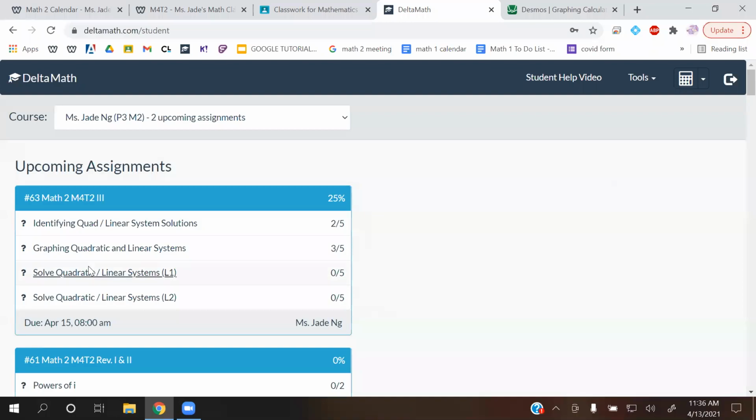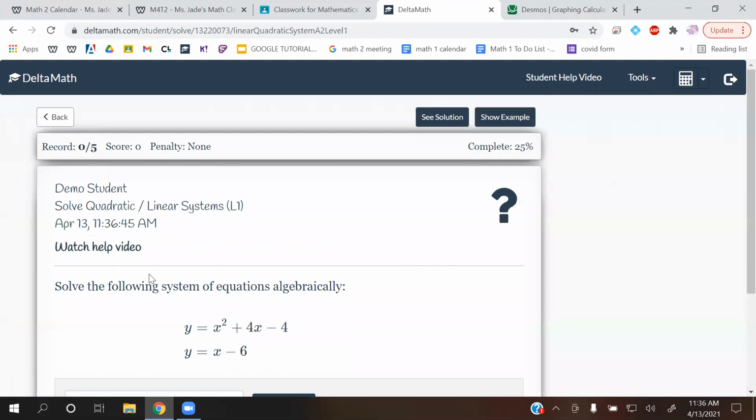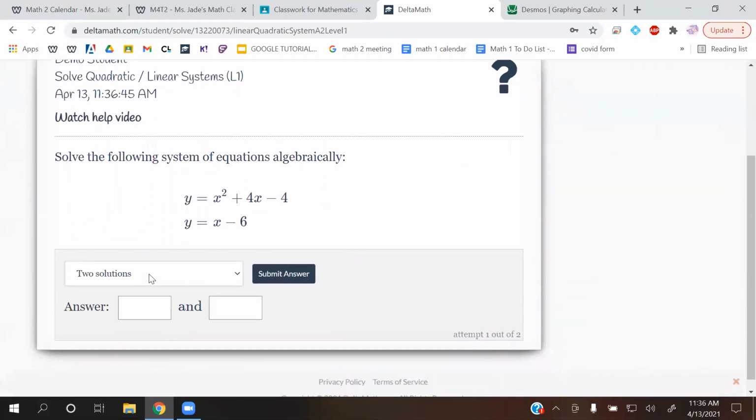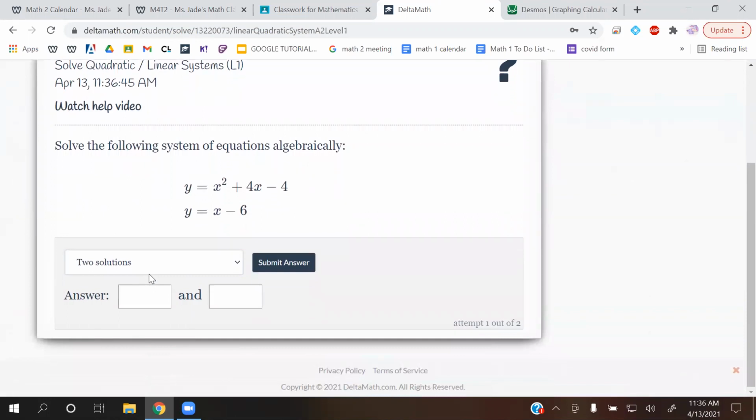This next category is solve quadratic linear systems level 1. So we're going to click on that. We're going to solve the following system of equations algebraically. So earlier we were solving them graphically, right? Like you literally graph it out and then you solve for the points.